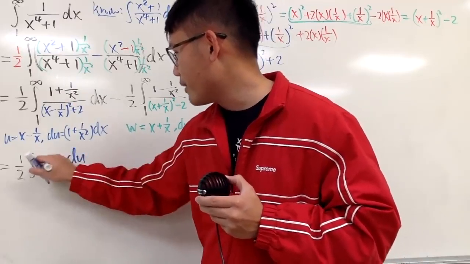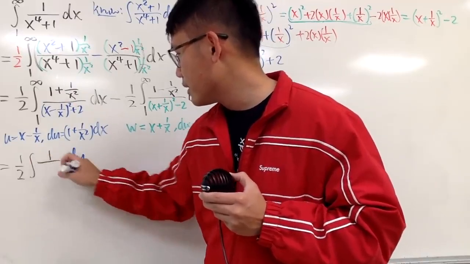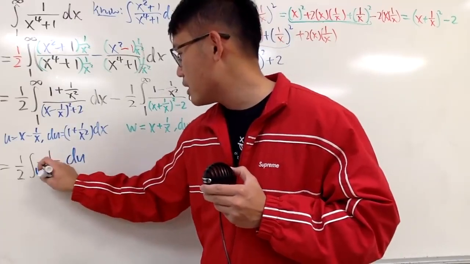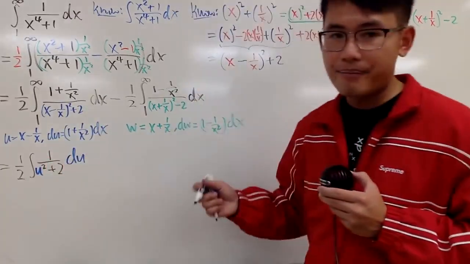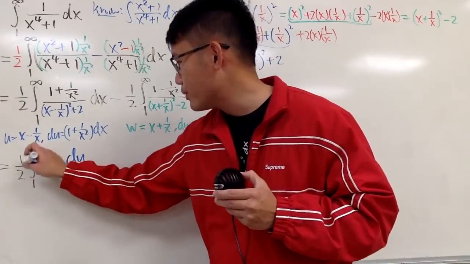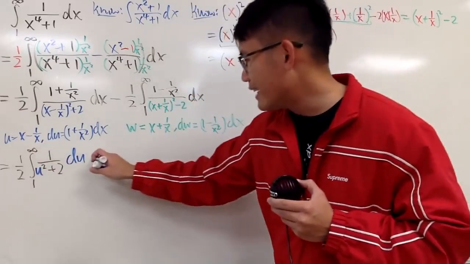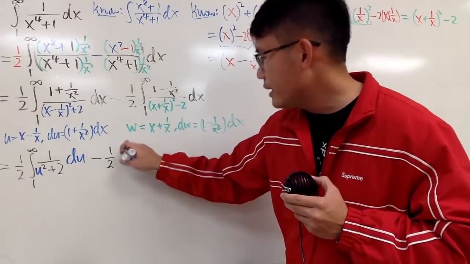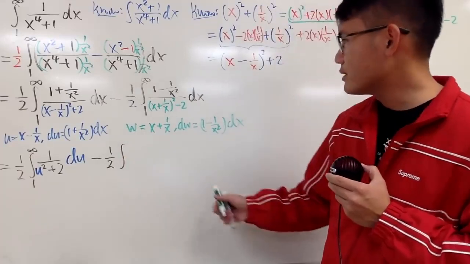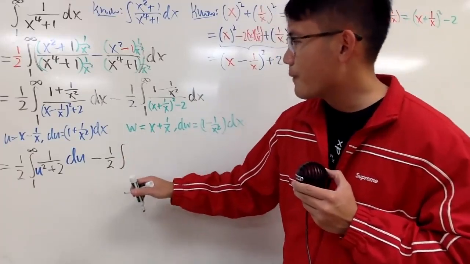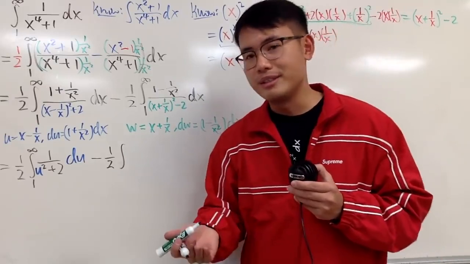And then we have 1 over u squared plus 2, like that. And then, of course, we have to go from 1 to infinity. And then we have to minus 1 over 2 integral, this right here, it's the green one, so I'll just put down.